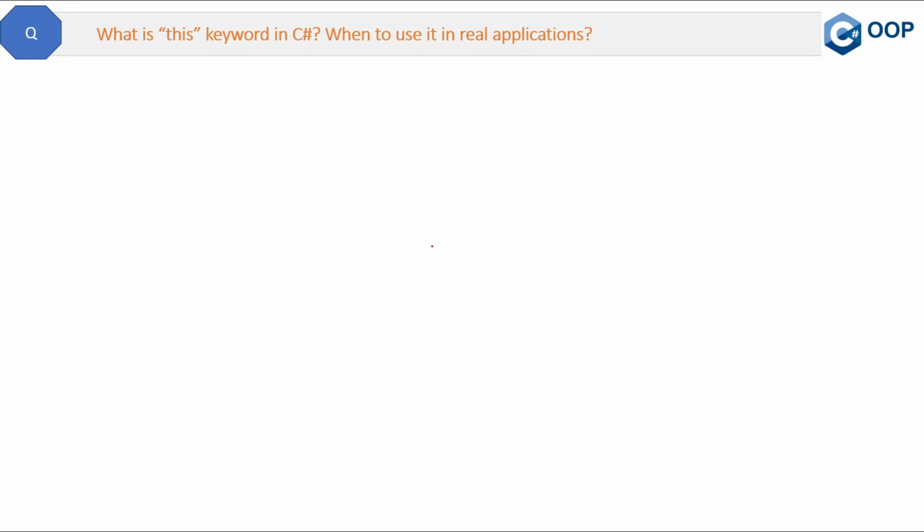What is this keyword in C sharp? When to use this keyword in real applications? Let's see the code first, okay?